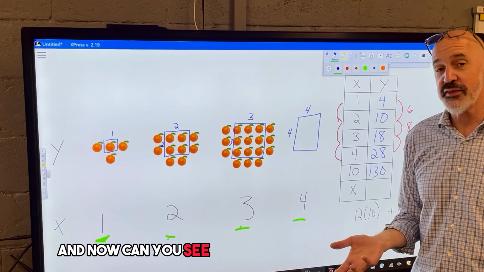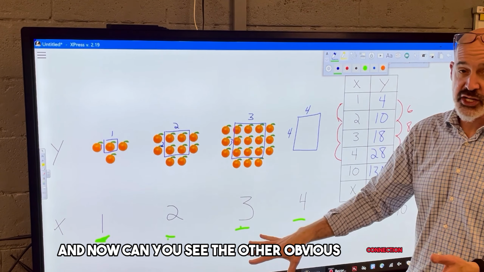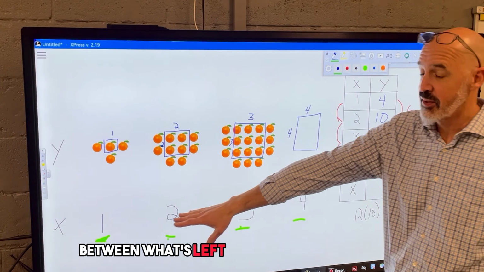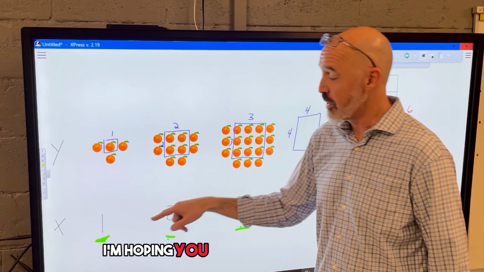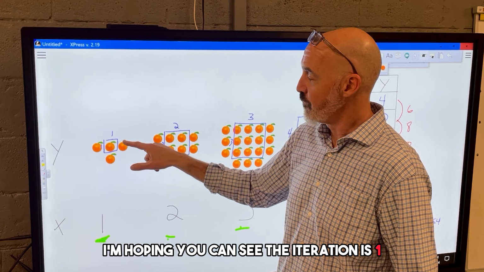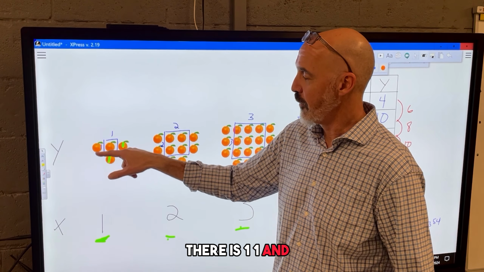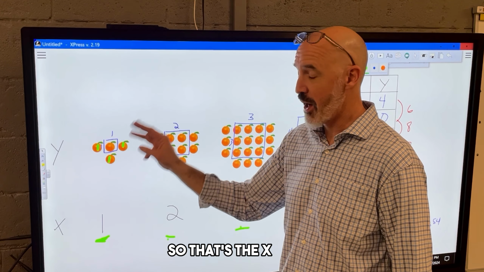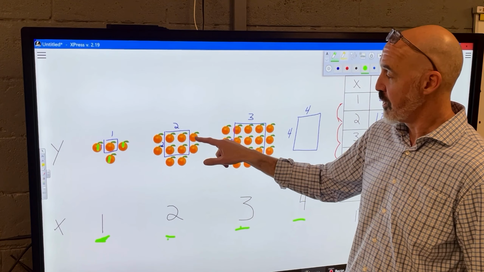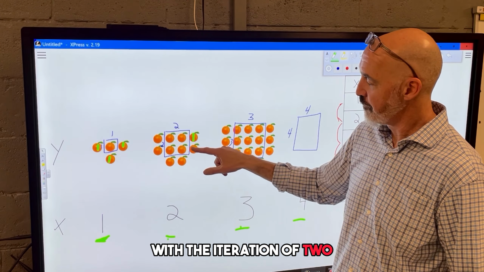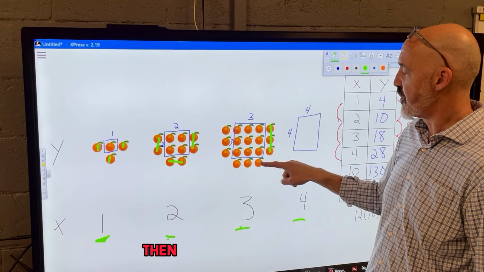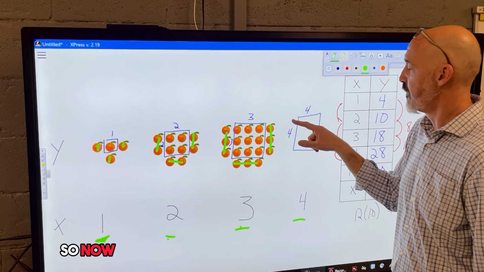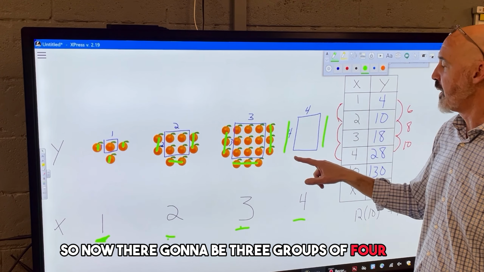And now can you see the other obvious connection between what's left and the iteration number? I'm hoping you can see the iteration is 1, there's 1, 1, and 1. So that's the x value 3 times. Here with the iteration of 2, there are 3 groups of 2, then 3 groups of 3. So now there are going to be 3 groups of 4 here.